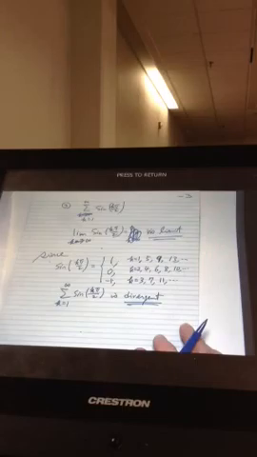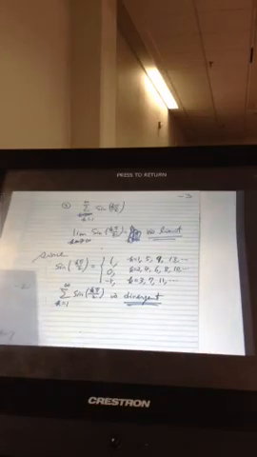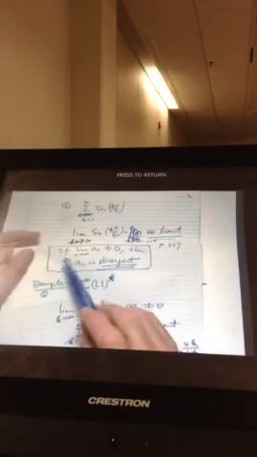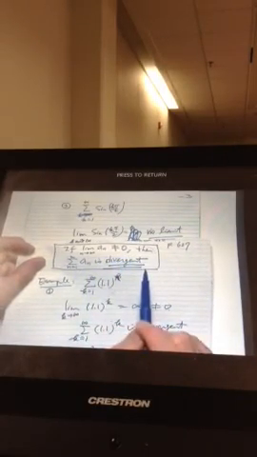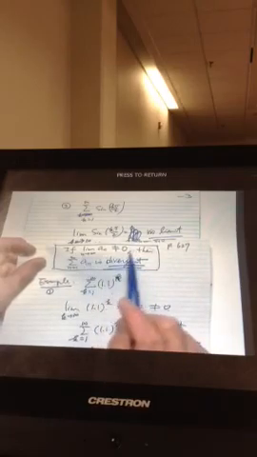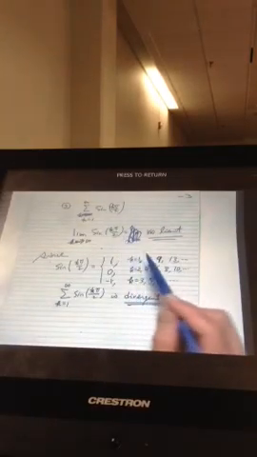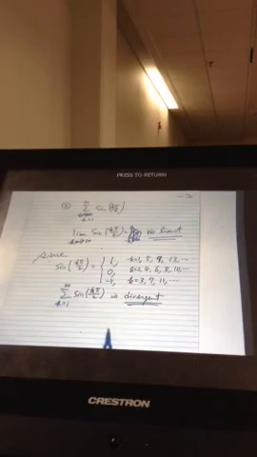Okay, so this is very powerful. If the limit of the nth term doesn't go to 0, then it's divergent. No matter what, it's divergent. So we have seen several examples.